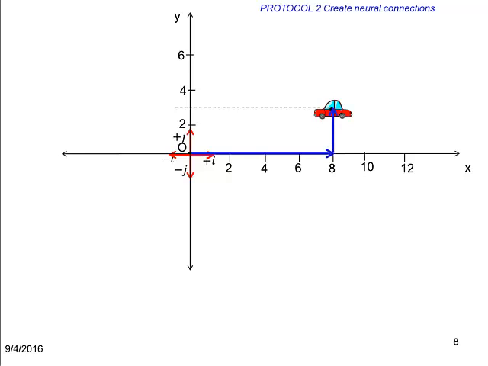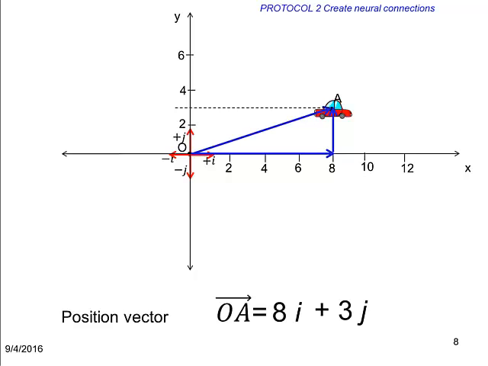The resulting position vector can be represented as vector OA. Vector OA is 8i plus 3j. The simple meaning of this representation is that the position of the car can be identified by moving 8 units in the positive i direction from the origin and then 3 units in the positive j direction.